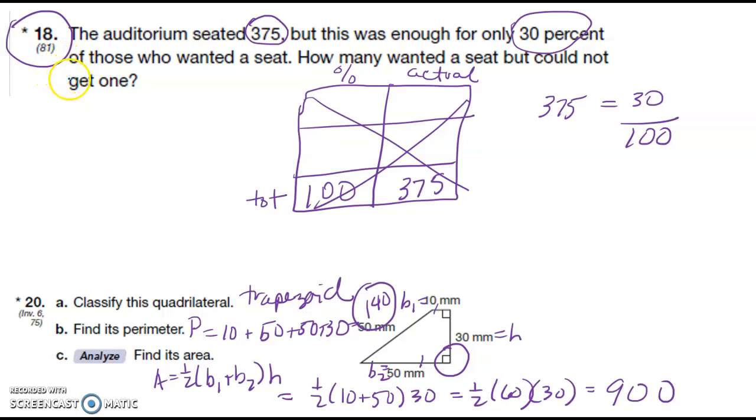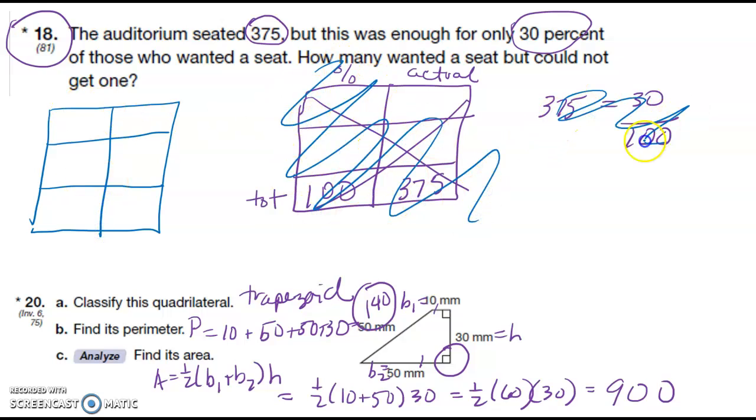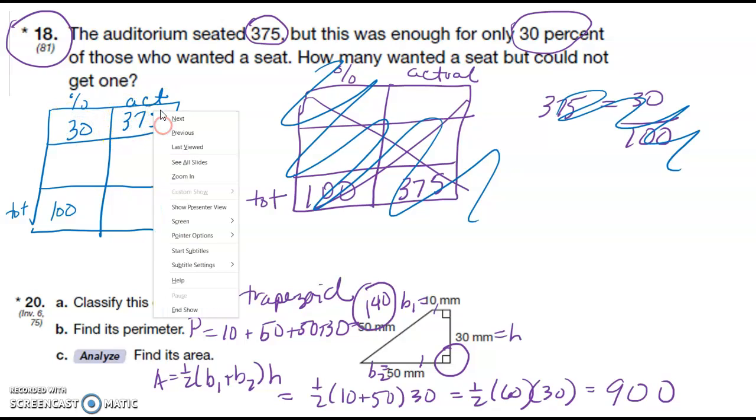Okay, so I'm going to go ahead and do 18. I did a little research. I was kind of on the right track, but not really. So we're still going to do this with the percent and the actual. This is percent, this is actual. It says that the auditorium seated 375, but this was only enough for 30%. So we have a total, which is 100%. We have 30%, which is 375. How many people?